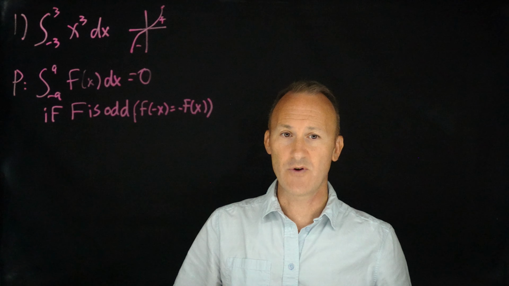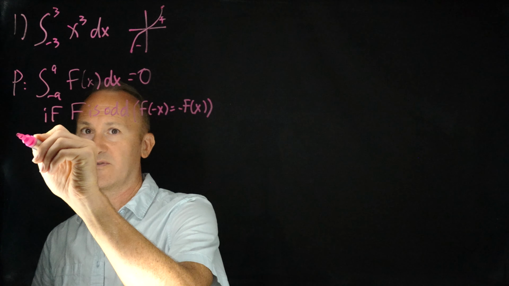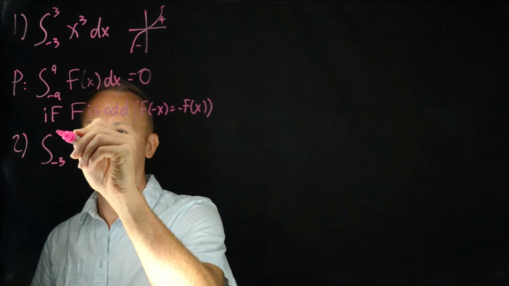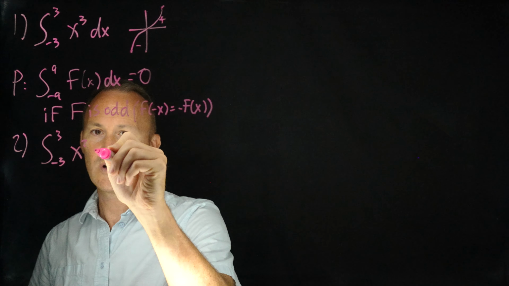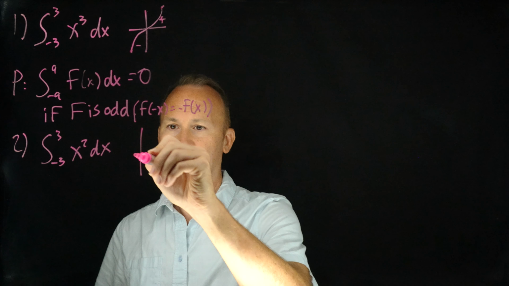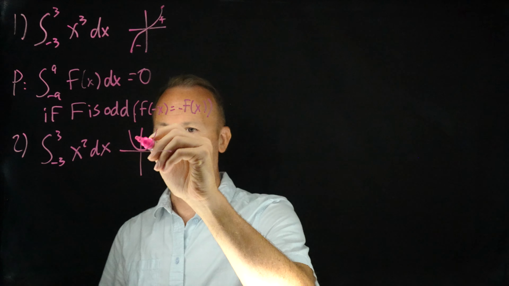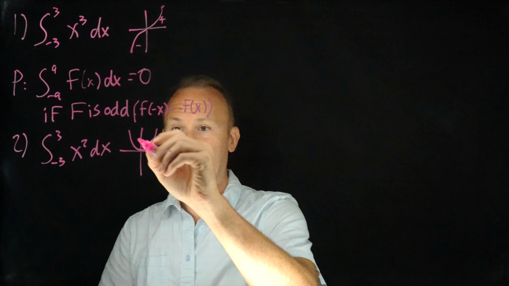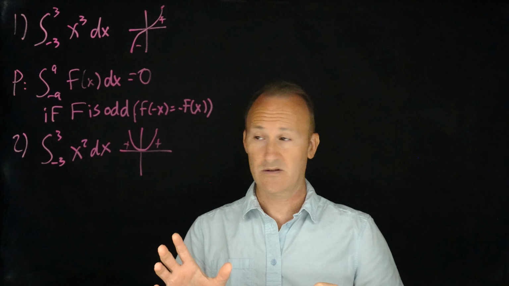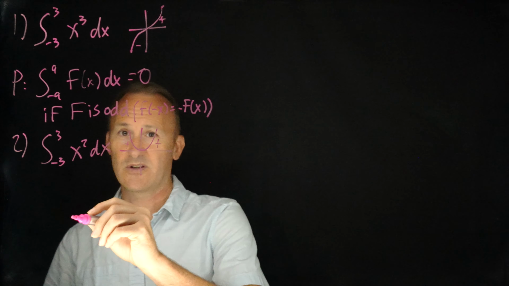Now, let's do a similar example. For number 2, we'll also go from -3 to 3, now with x squared dx. In this particular case, if we look at the graph, going from -3 to 3, it's symmetric, but now we've got two parts that are both positive and equivalent. So what you can do is the following.